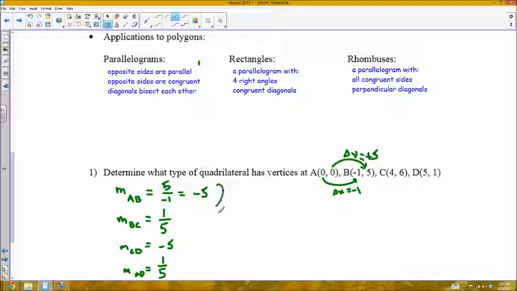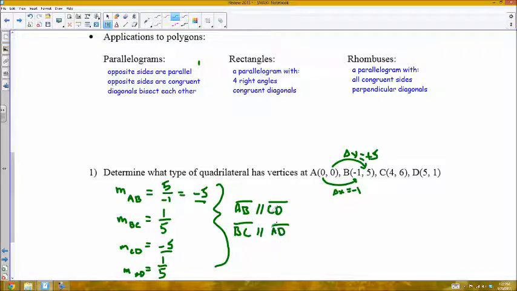And now, based on this information, I can make a couple of conclusions. Since AB and CD both equal negative 5, I can conclude that segment AB is parallel to segment CD. And also, since BC is 1/5 and AD is 1/5, I also know that BC is parallel to AD. Well, 2 sets of parallel sides make the shape a parallelogram, so I have a parallelogram here, ABCD.